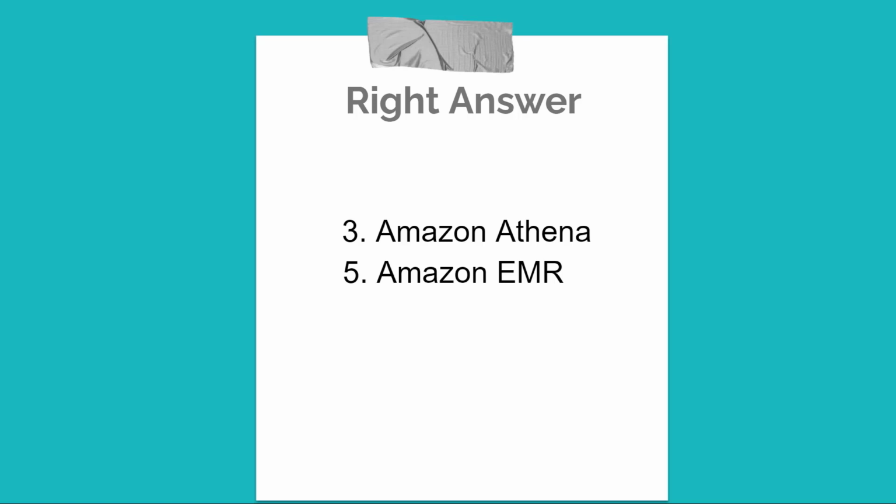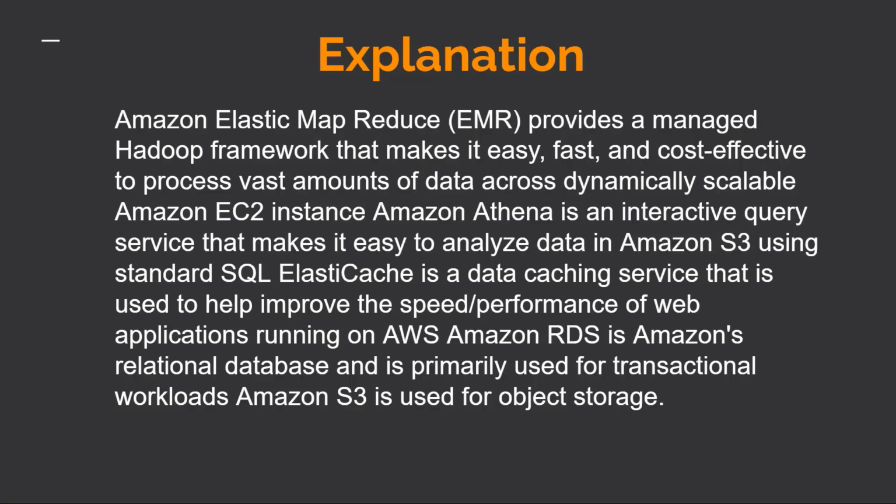5. Amazon EMR. Explanation. Amazon Elastic MapReduce (EMR) provides a managed Hadoop framework that makes it easy, fast, and cost-effective to process vast amounts of data across dynamically scalable Amazon EC2 instances. Amazon Athena is an interactive query service that makes it easy to analyze data in Amazon S3 using standard SQL. Elasticache is a data caching service that is used to help improve the speed/performance of web applications running on AWS. Amazon RDS is Amazon's relational database and is primarily used for transactional workloads. Amazon S3 is used for object storage.